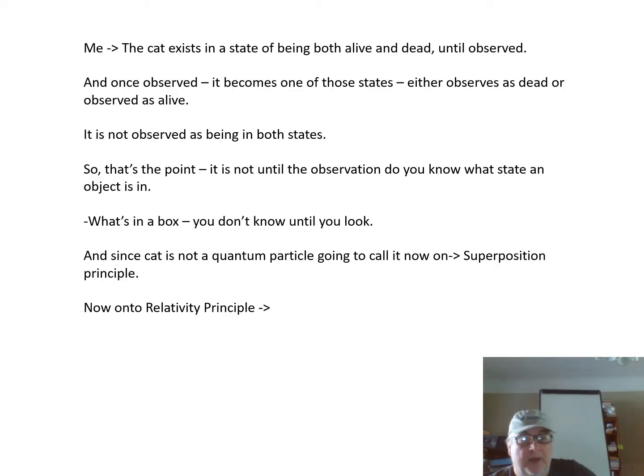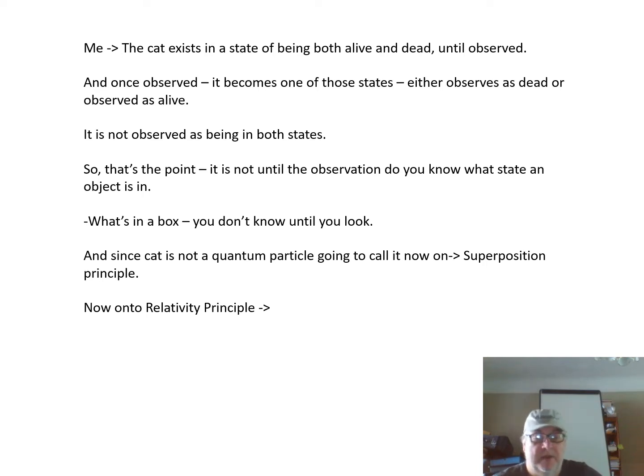So, as I'm pointing out, the cat exists in a state of being both alive and dead until it's observed. And once observed, it becomes one of those states. Either you observe it as dead or you observe it as alive. You don't observe it as being both dead and alive at the same time. So that's the point. It's not until observation that you know what state an object is in. What's in the box you don't know until you look. And since a cat is not a quantum particle, from now on I'm just going to call it the superposition principle.